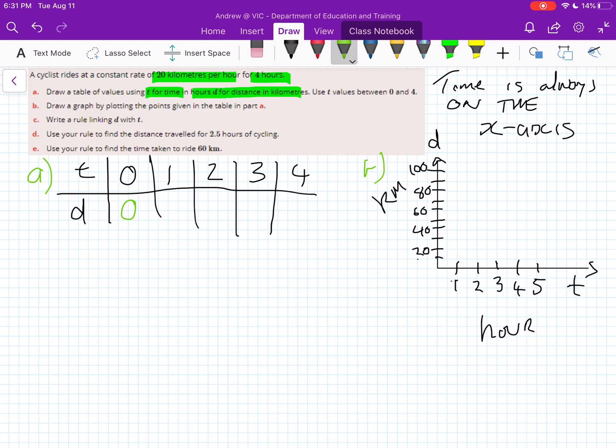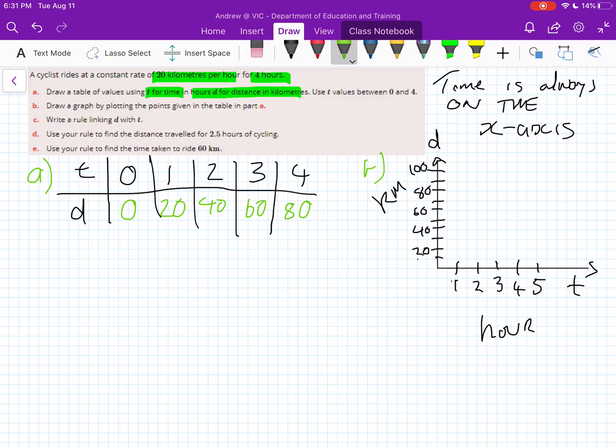Okay? Now, after 1 hour, if they're going 20 kilometers per hour, they've gone 20 kilometers. So it's 20 times 1. After 2 hours, if they're going 20 kilometers per hour, that's 20 times 2, so that's 40. And I think you can see a bit of a pattern here. It just goes up by 20 each hour that you go up. Okay? So we've got our distance and our time there.